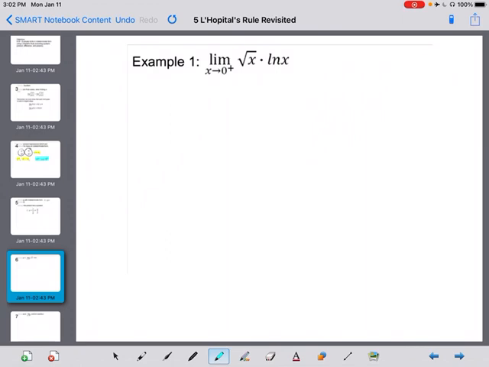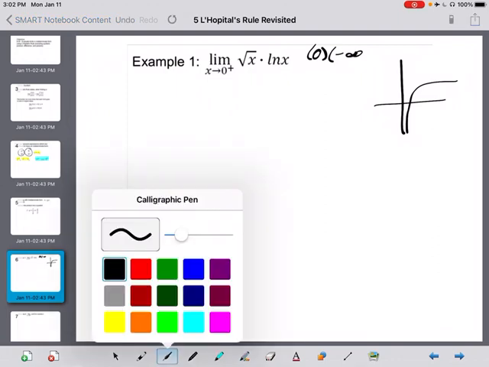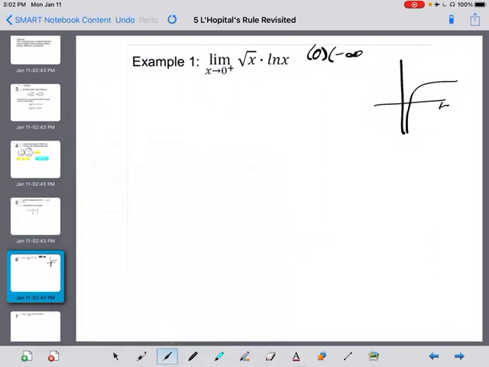If we just plug in straight, for the radical you should get 0, and then times the natural log. As you approach 0 from the right, the natural log goes to negative infinity. If you think about a quick natural log graph, as you come at 0 from the right-hand side, your y values are approaching negative infinity. So that is an indeterminate form.